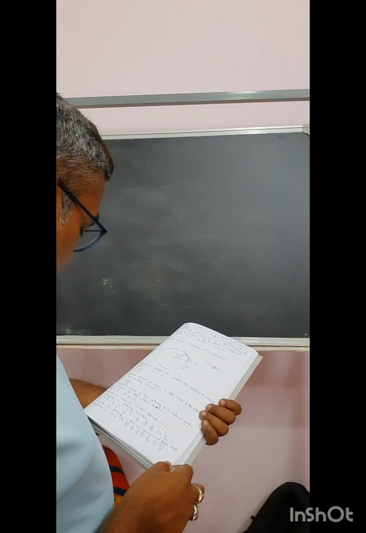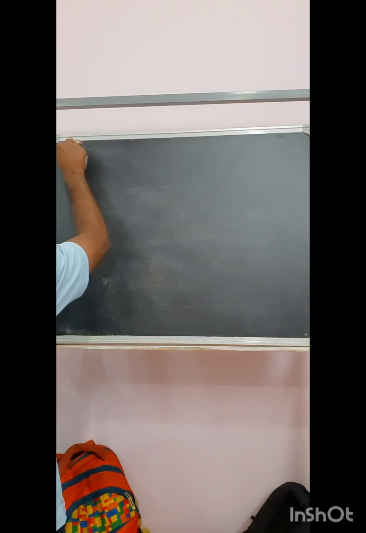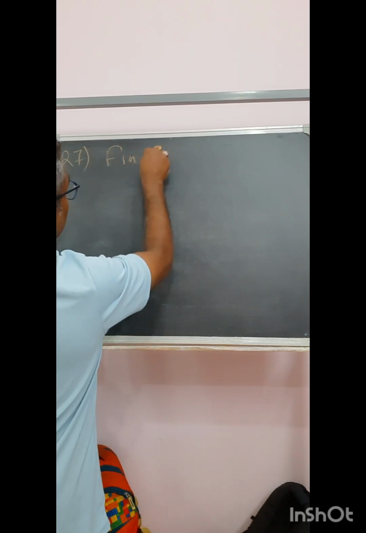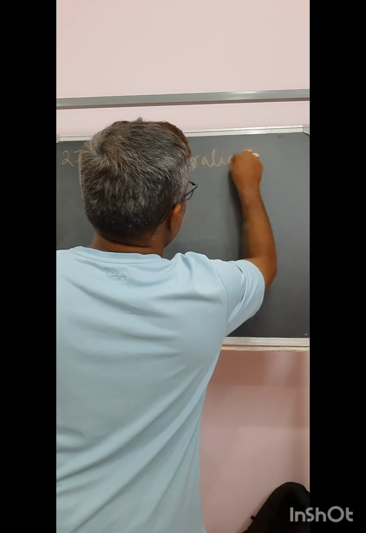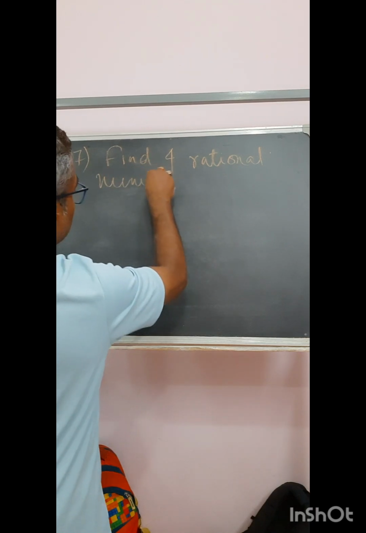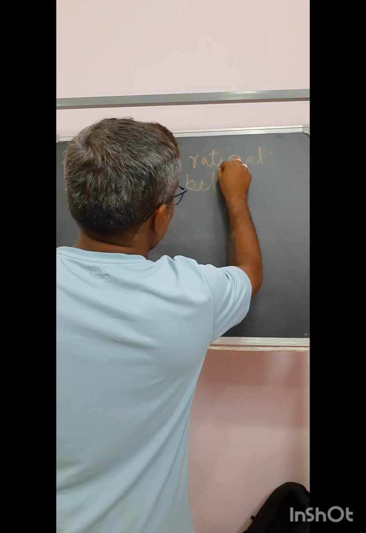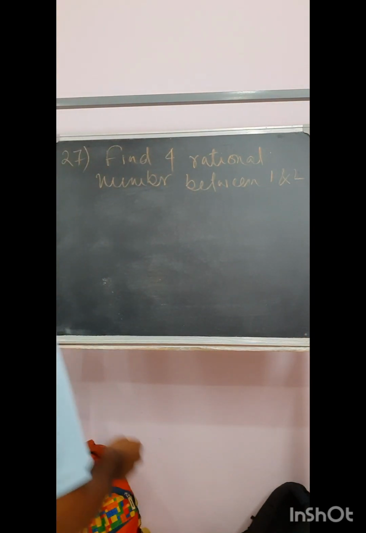So next comes my problem number 27. Find 4 rational numbers between 1 and 2. So how am I able to find it?